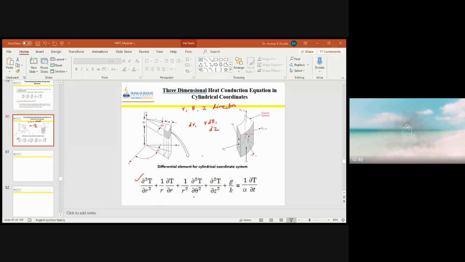Simply, you can see at r equal to 0, for the case of a solid cylinder that is exposed to the convection environment at its outer surface, you will see here dT/dr is equal to 0 at r equal to 0. r equal to 0 means the center point. And for the case of a plane wall, the temperature gradient at the center becomes 0.